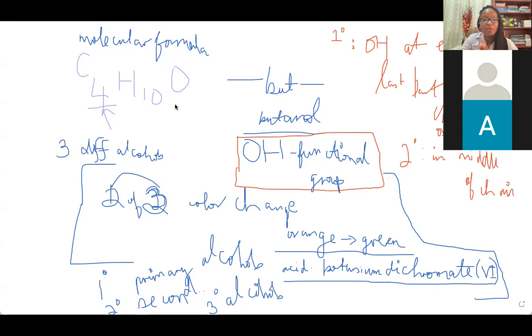So my homework for you would then be to go and research another powerful oxidizing agent. What's the accompanying color change? And then you can say, oh, I'm going to test it with this. If it's primary, this is going to happen. If it's secondary, this is going to happen. If it's tertiary, this is going to happen. And convince yourself that it's as a result of the oxidizing ability of these alcohols. Does that make sense?